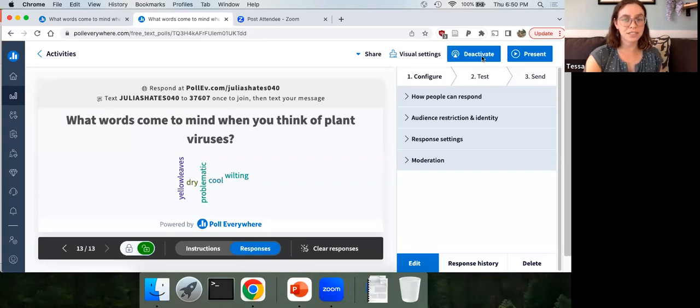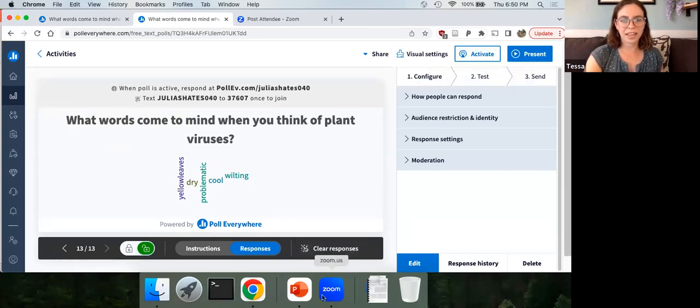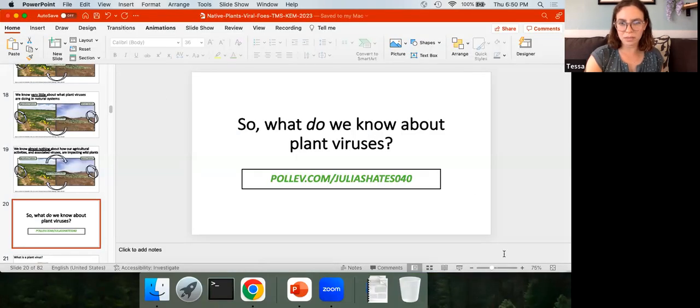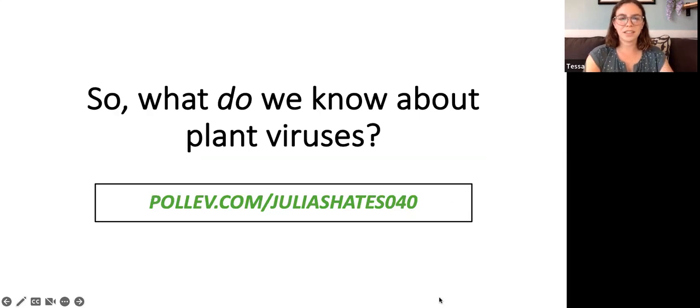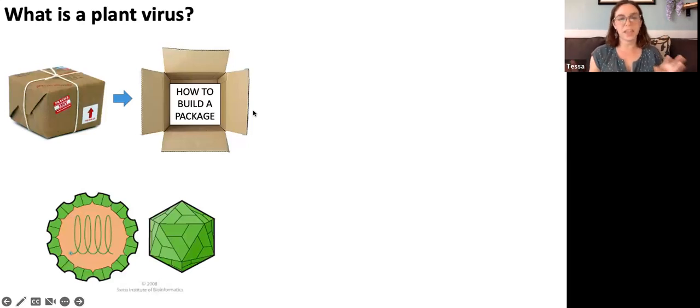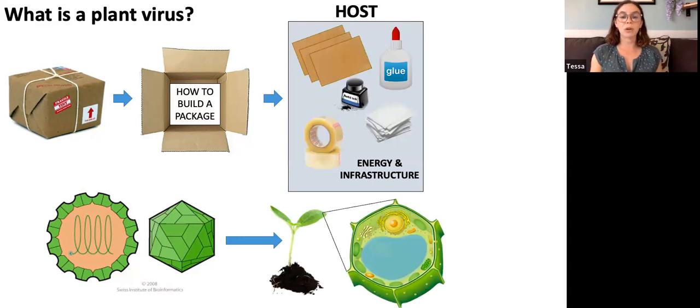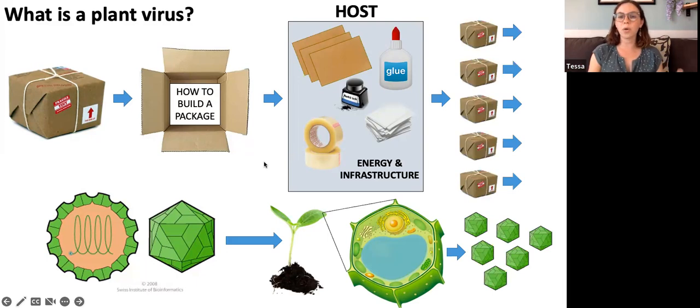All right, I'm going to deactivate the poll for now and keep on going. So we've contemplated them. Now I'll tell you what they are. A plant virus is essentially a hard shell, that package, and inside we have nucleic acid or the genetic code. These are the instructions for replication, but a virus can't do anything on its own. It requires a host. Without a host, a plant virus is unable to reproduce itself. It needs materials and it needs energy and enzymes to reproduce. So only inside a host can this plant virus replicate.